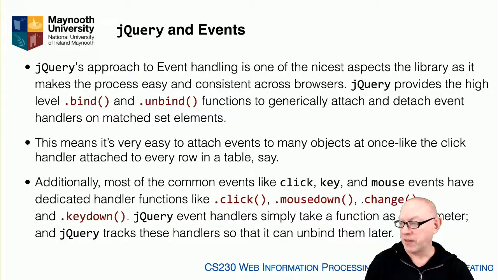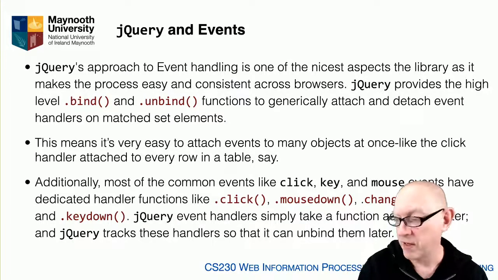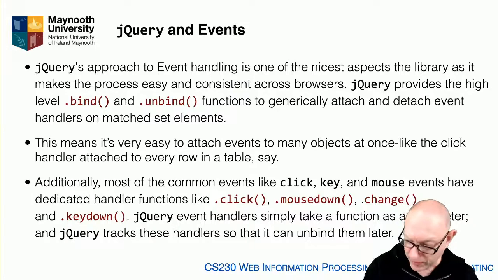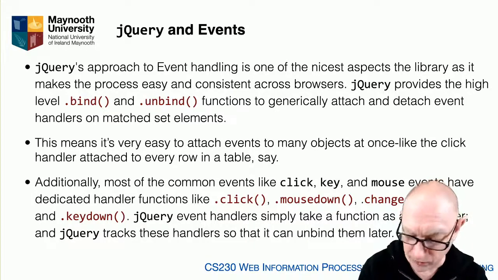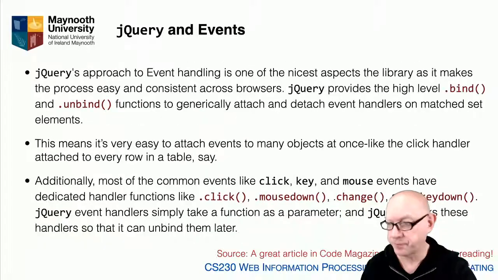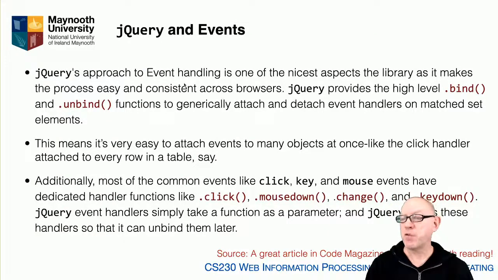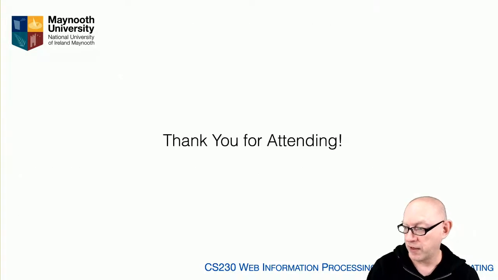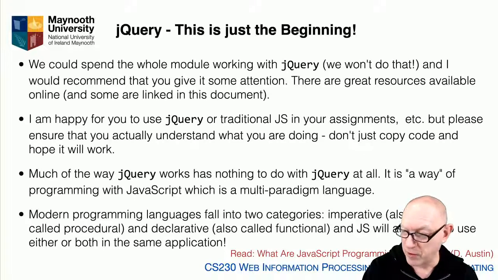Most of the common events like click, key, and mouse events all have dedicated handlers built in already: .click, .mousedown, .change, all that sort of stuff. The jQuery event handlers simply take a function as a parameter, and jQuery tracks all those handlers so you can unbind them later. It's very, very nice. jQuery's approach to event handling is one of the nicest aspects. As I said, it's really lovely, and I'd recommend you have a look at this.